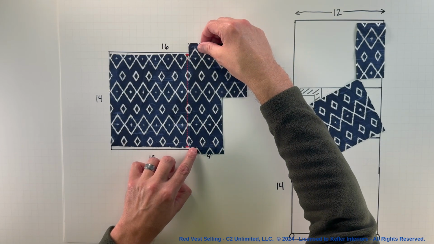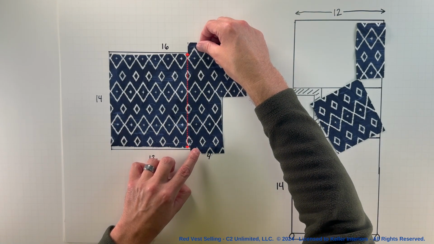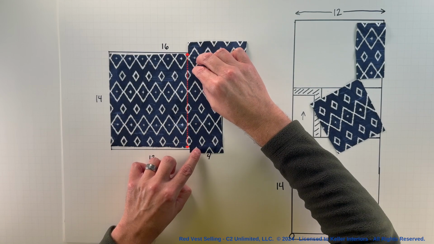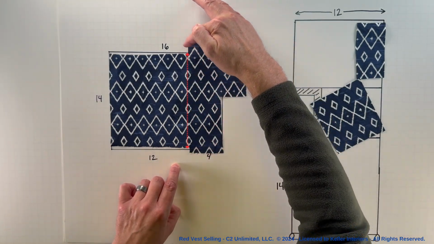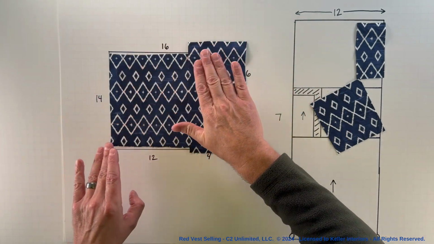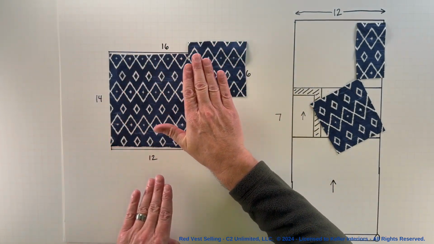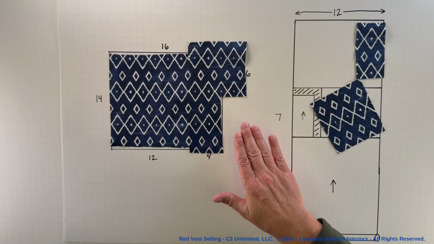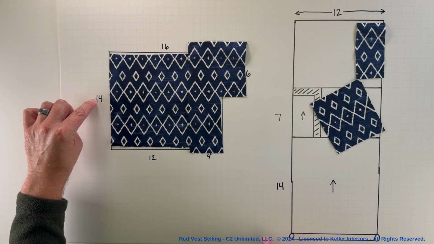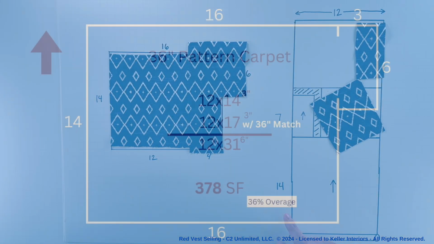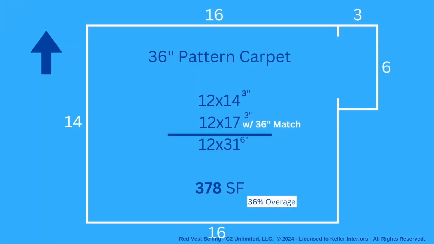When the installer does this and lays it in there, you can see the pattern matches up. You have some overage here, you have some overage here, but you now have enough to cover the whole space solid with one side seam straight into the closet. So in this case, you need a 14 footer, a 14 footer, and then add the pattern match to that second piece.